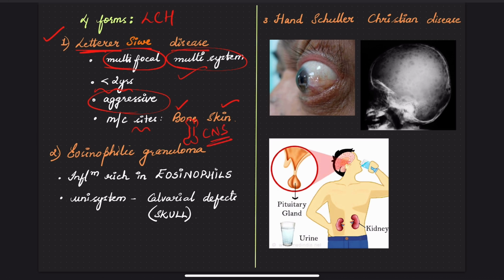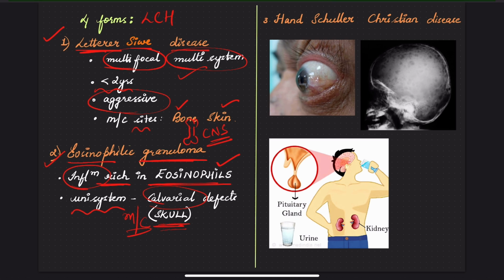The second form is eosinophilic granuloma. As the name suggests, there is an inflammatory infiltrate which is rich in eosinophils. Eosinophils are characteristically seen in this inflammatory infiltrate. It is a unisystem disorder, that means it involves only one system. Most common are the calvarial defects. Calvarium means the skull. Eosinophilic granuloma is more common in the skull bones.